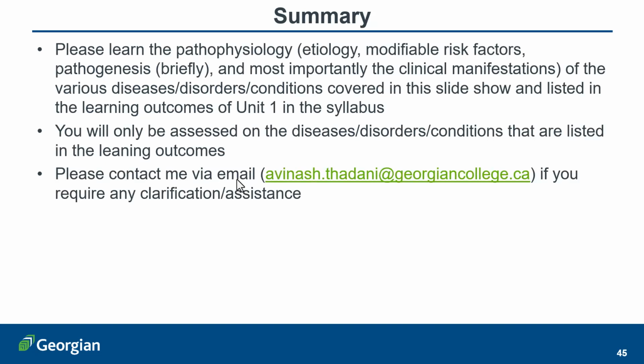So in summary, for part 2 of the cardiovascular disorders, please remember that pathophysiology encompasses the etiology, the risk factors, especially the modifiable risk factors, as well as the pathogenesis, or how the disease develops. But please, please, please, most importantly, focus upon the clinical manifestation, especially, for example, as we spoke about in heart failure. The focus should be on the clinical manifestation of both left-sided and right-sided heart failure, both the backward and the forward effects. And so not just for heart failure, but for all the other diseases, disorders, and conditions that we covered in part 2 of Unit 1.